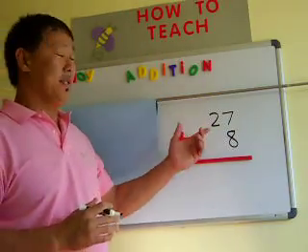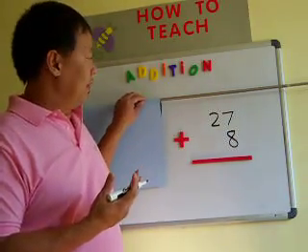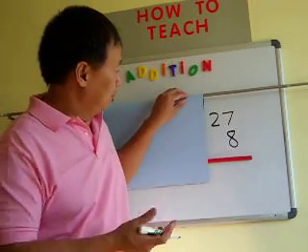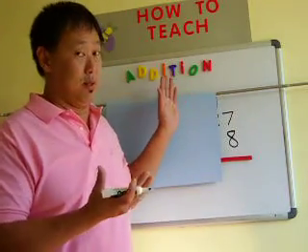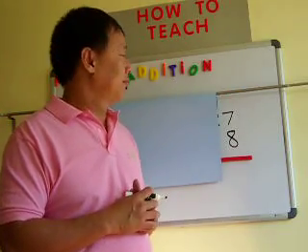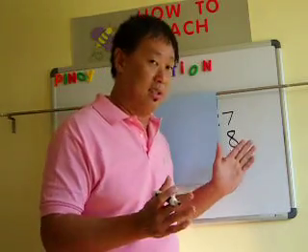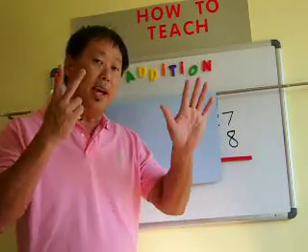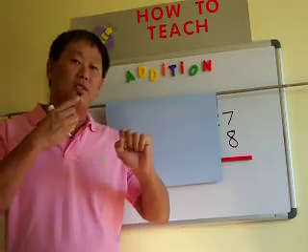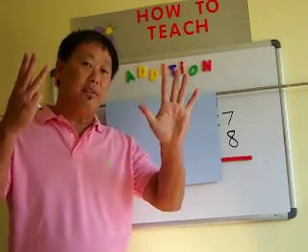Next one will be 27 plus 8. Now, we're going to start covering again as usual. Cover the 2, make the number smaller, and it's simpler for them to look at. It's not complicated. It's 7 plus 8, that's it. So 7 plus 8, touch your chin, 7, 8, 9, 10, 11, 12, 13, 14, 15.